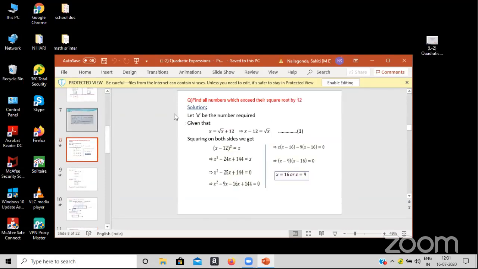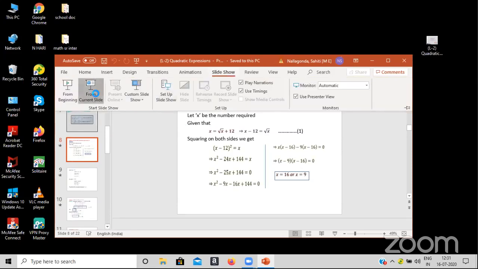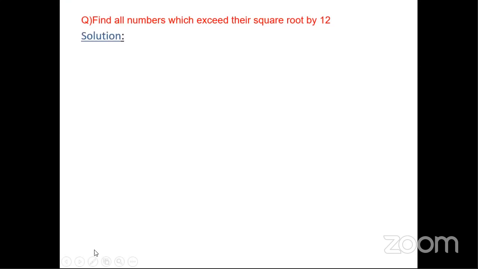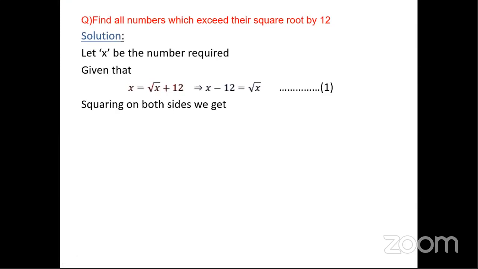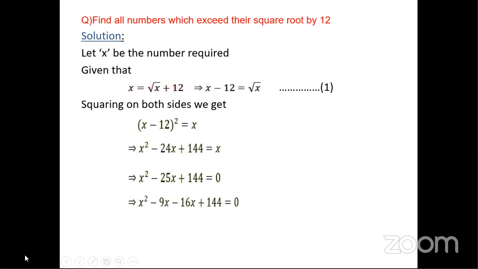Now further, if you go for factorization, you will get x square minus 9x minus 16x plus 144 equal to 0. Now, from the first two terms, you can take x common, and from the last two terms, you can take 16 common. Then you will get x minus 9 into x minus 16 equal to 0.